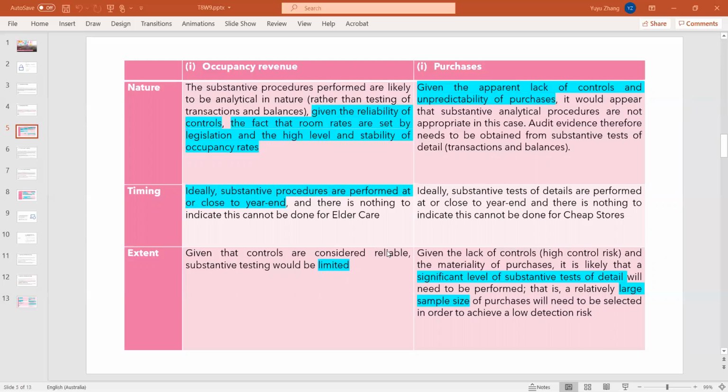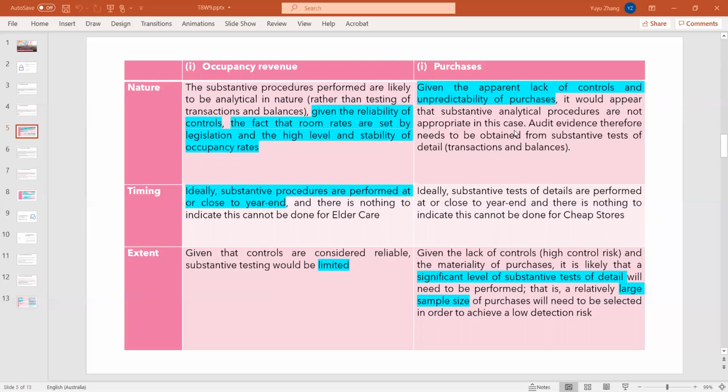So the impact on purchases. In this case, the lack of control and also the unpredictability of purchases mean it would appear that substantive analytical procedures regarding the purchases might not be appropriate. So you need to have more detailed substantive tests in terms of transactions and balances to be collected for the purchases. Timing.